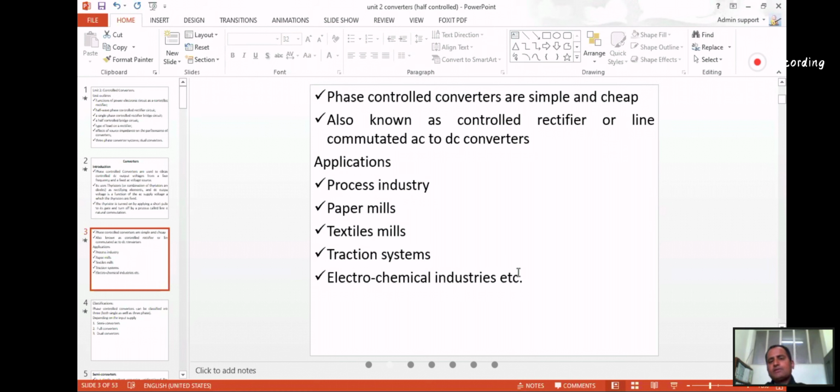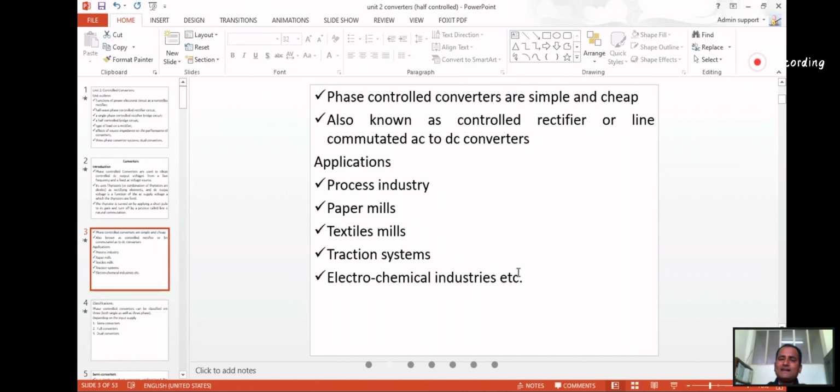It is also known as a controlled rectifier or a line commutated AC to DC converter. This is also known as a controlled rectifier, where you have control over it, and also known as a line commutated AC to DC converter, where the commutation is possible with the help of the line.